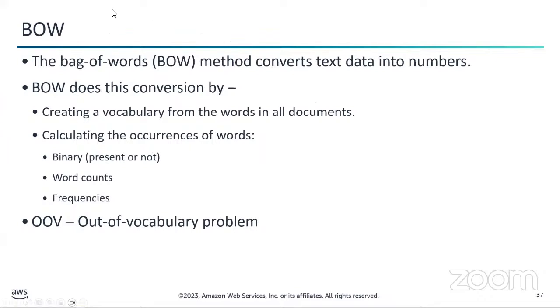All right. So one way of vectorizing the text is called BOW, bag of words. This method converts text data into numbers. It does this conversion by creating a vocabulary from the words in all the documents, and calculating the occurrences of the words: whether the word is present in a document or not, how many times it happens, how many words there are, and how many times each word occurs. And then there's a problem called the out of vocabulary problem. We'll talk about it.